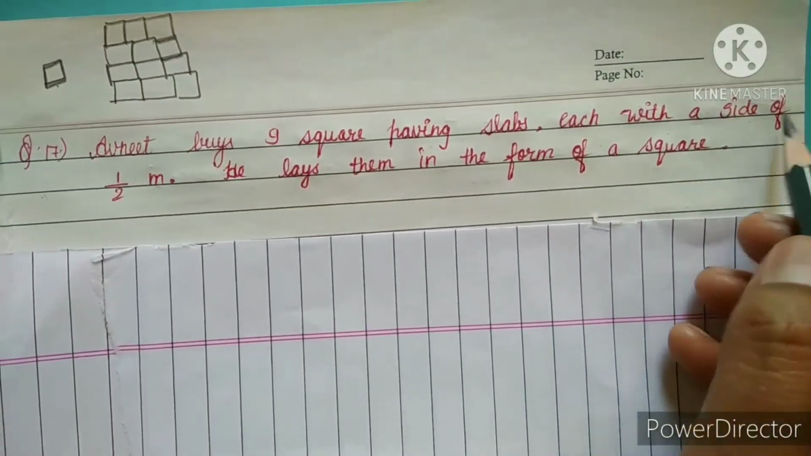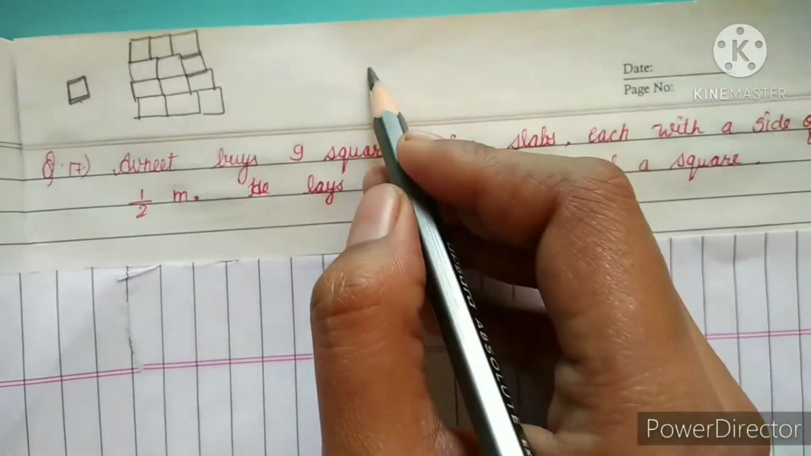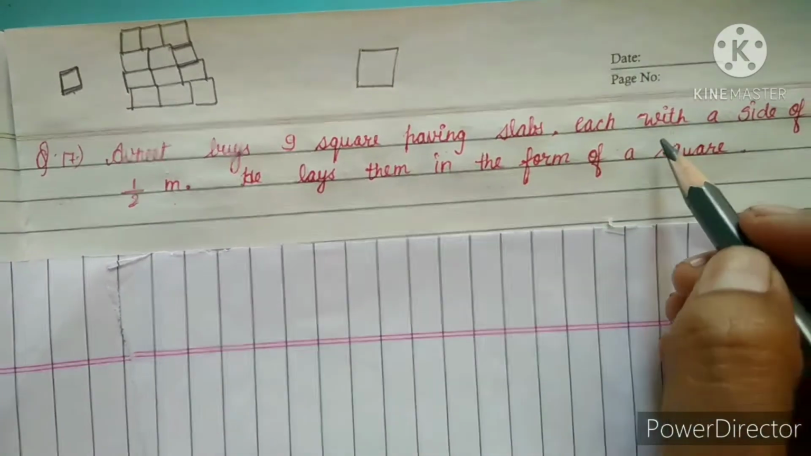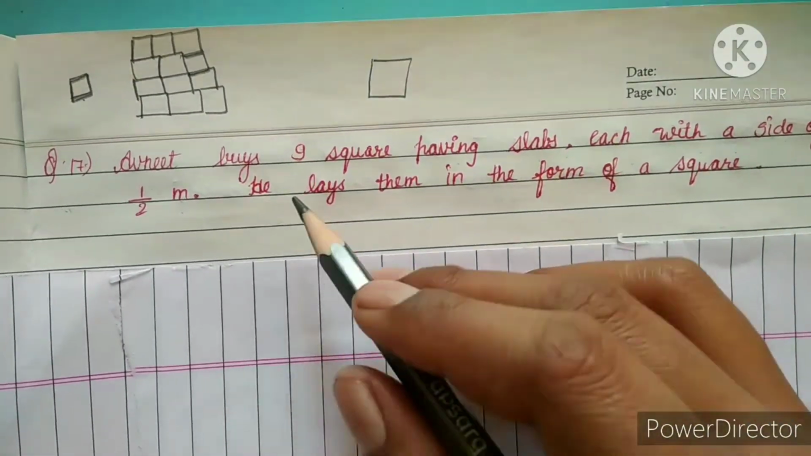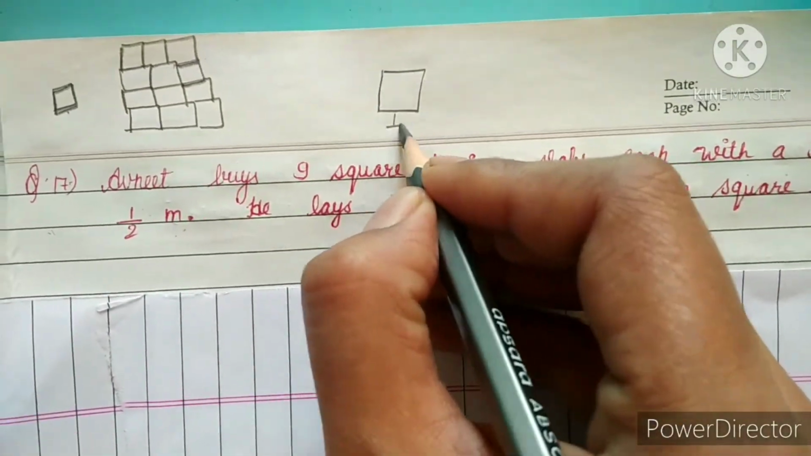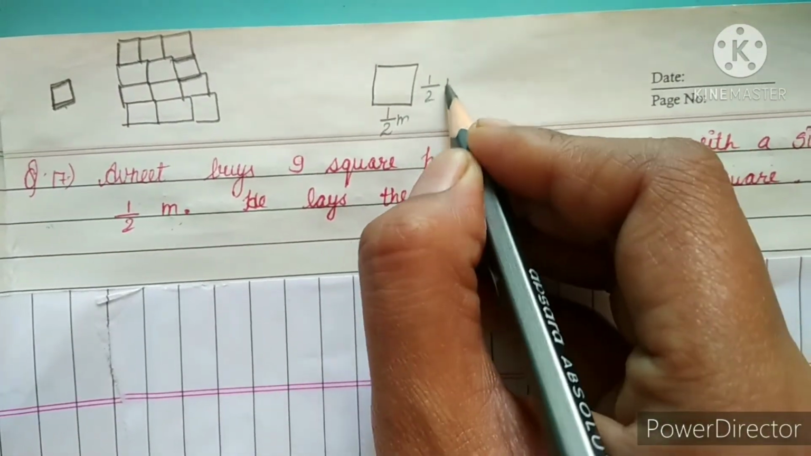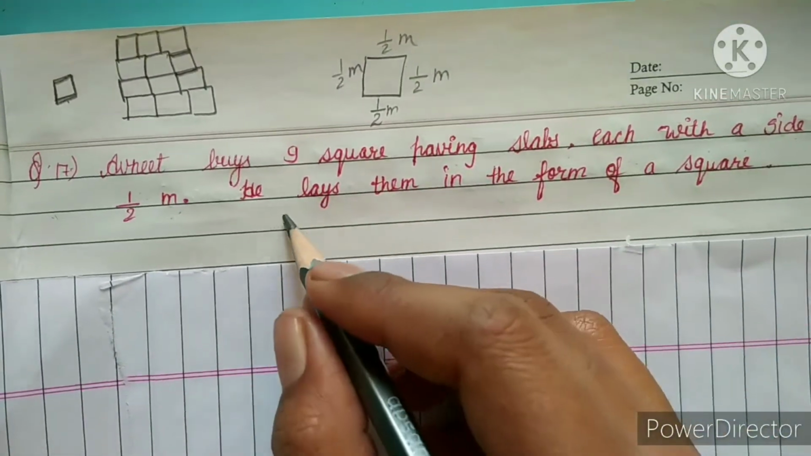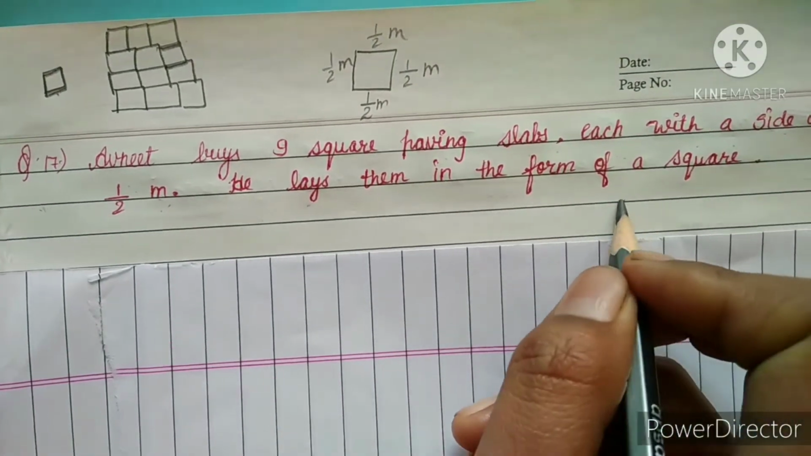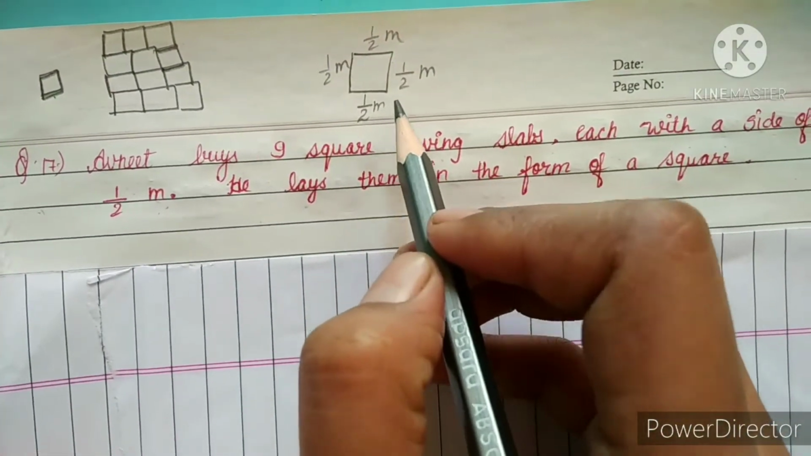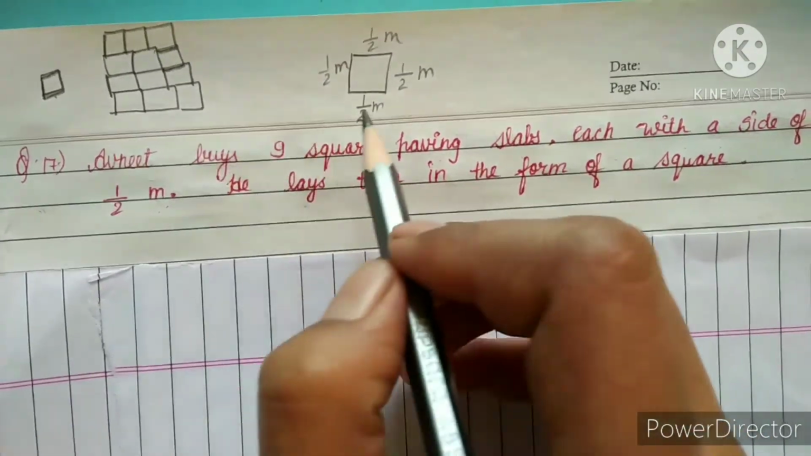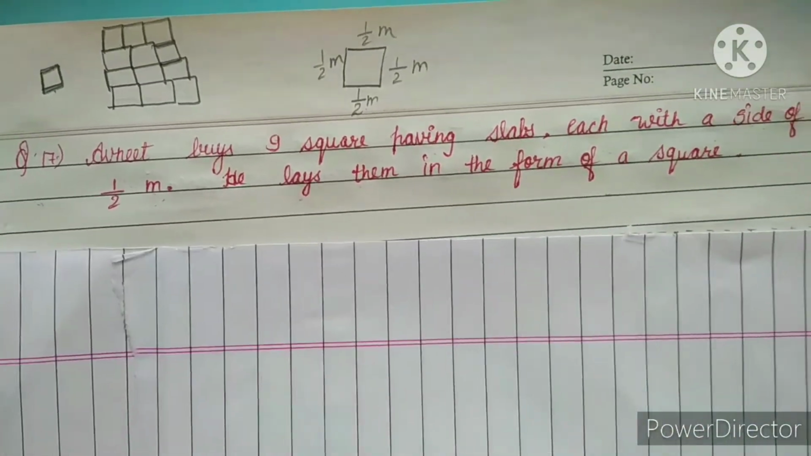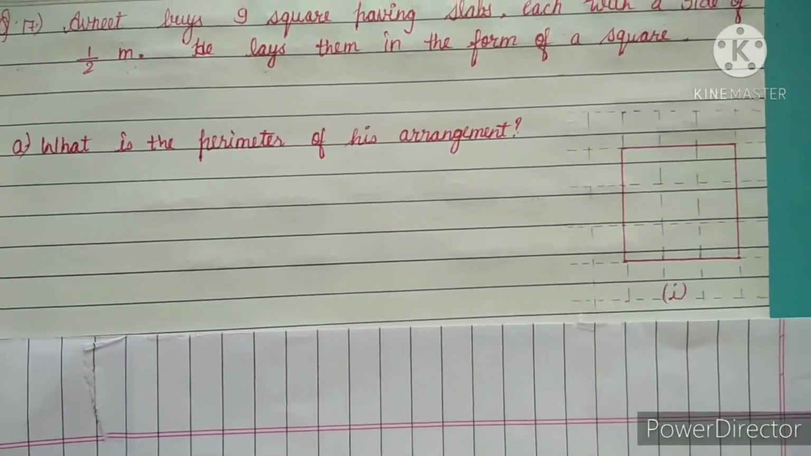Each has a side of half meter. If we take one single slab, this single slab has a side of half meter. It means half meter is here, half meter is here, half meter is here, and half meter is here. He lays them in the form of a square. So this half meter is the side of each slab. Firstly, Avneet forms a square, like in this form.